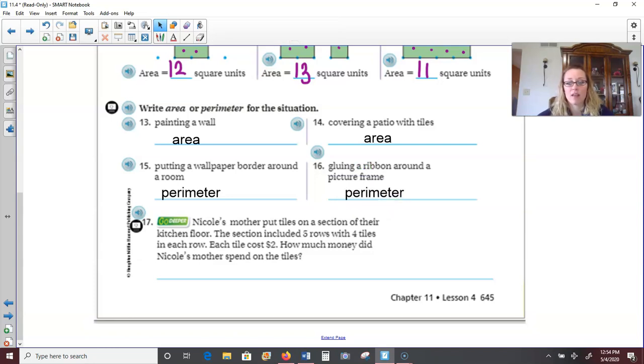Nicely done. Okay, number 17, go deeper. Nicole's mother puts tiles on a section of their kitchen floor.